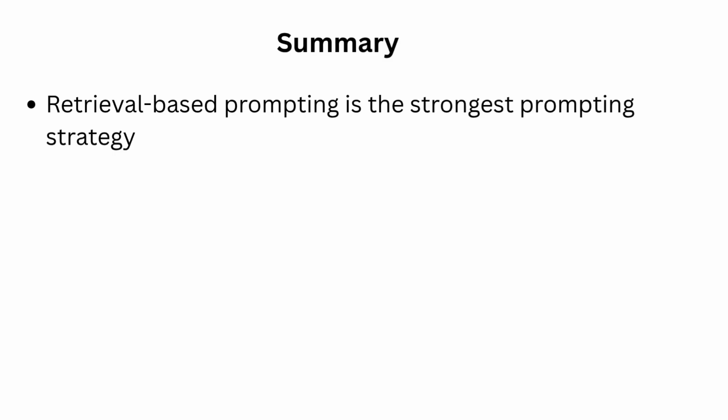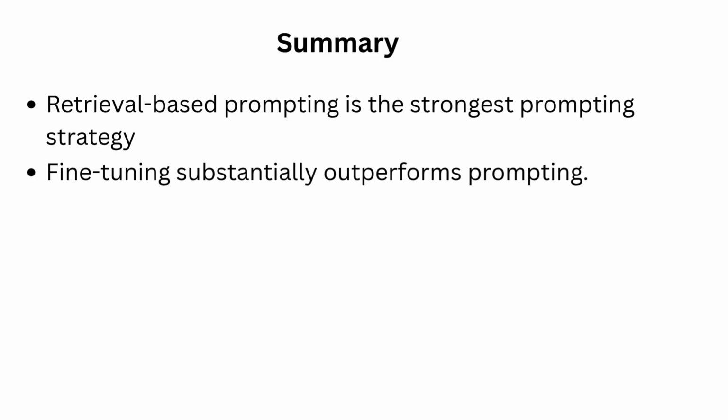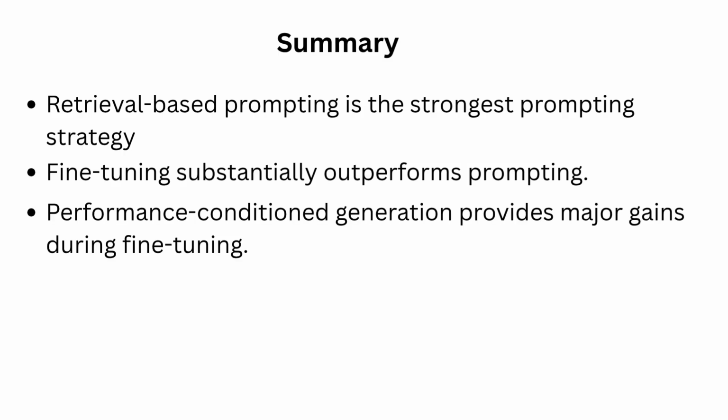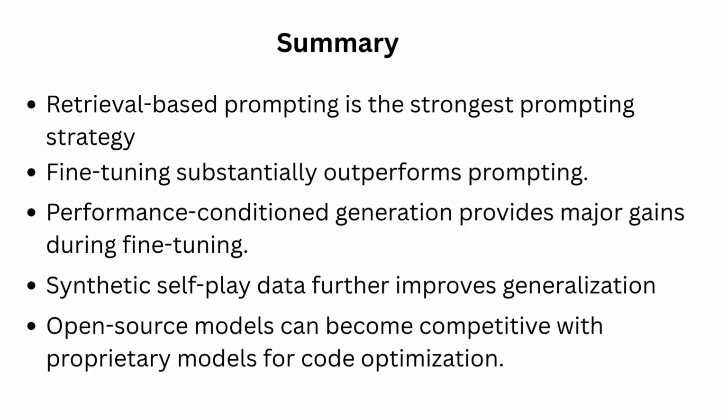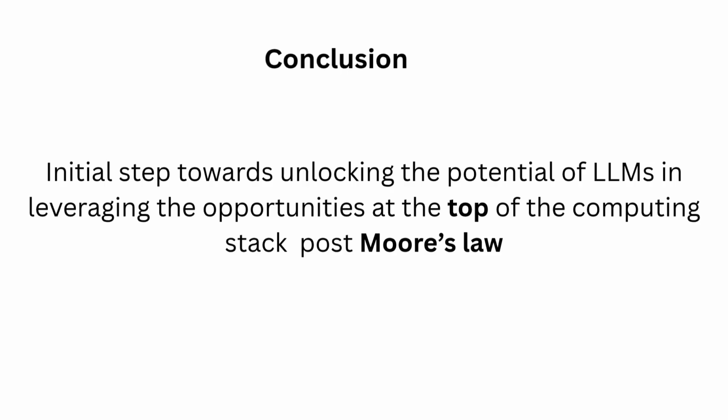Retrieval-based prompting is the strongest prompting strategy. Fine-tuning substantially outperforms prompting. Performance condition generation provides major gains during fine-tuning. Synthetic self-play data further improves generalization. And with the right training techniques, open-source models can become competitive with proprietary models for code optimization. And with that, we arrive at the conclusion of the paper.